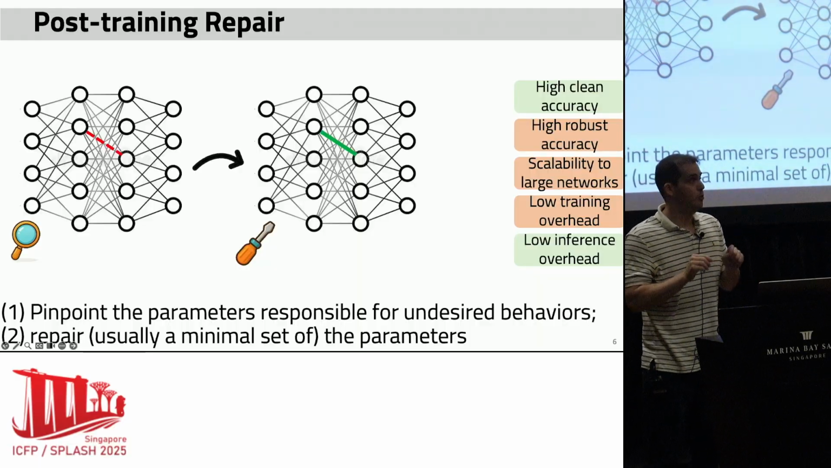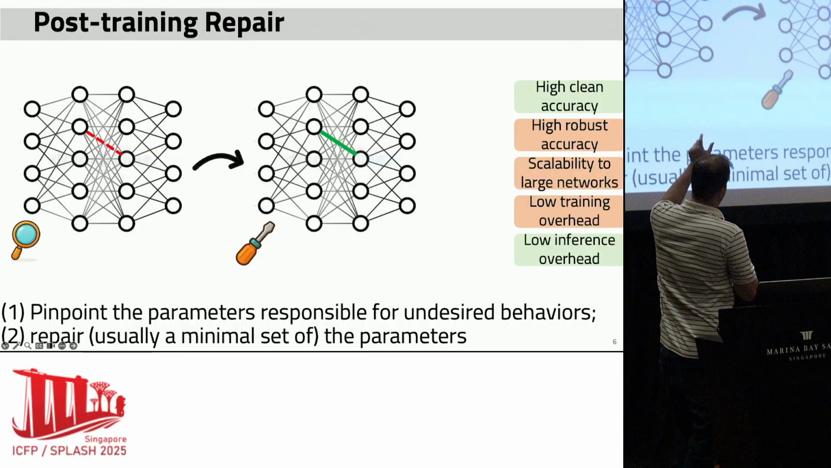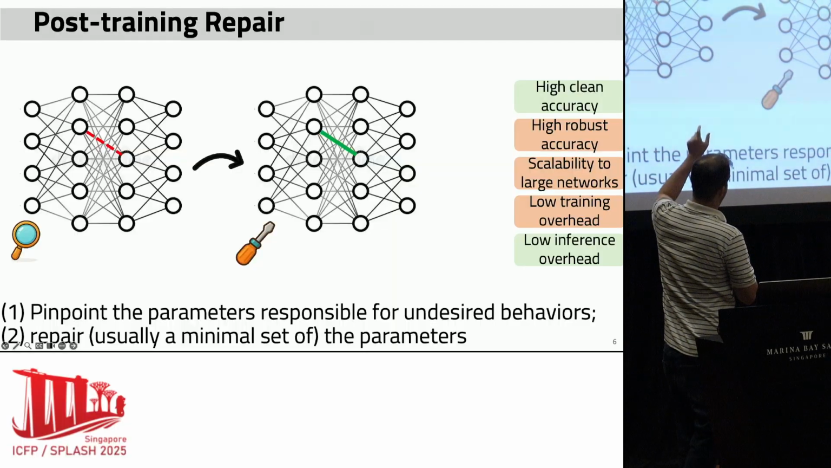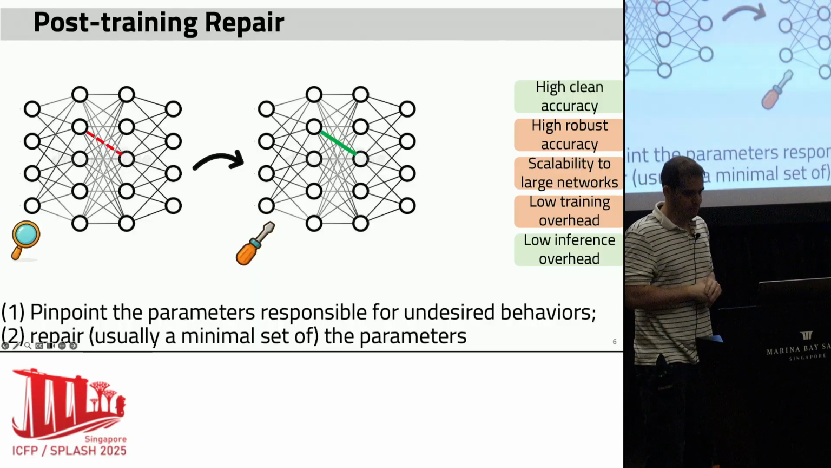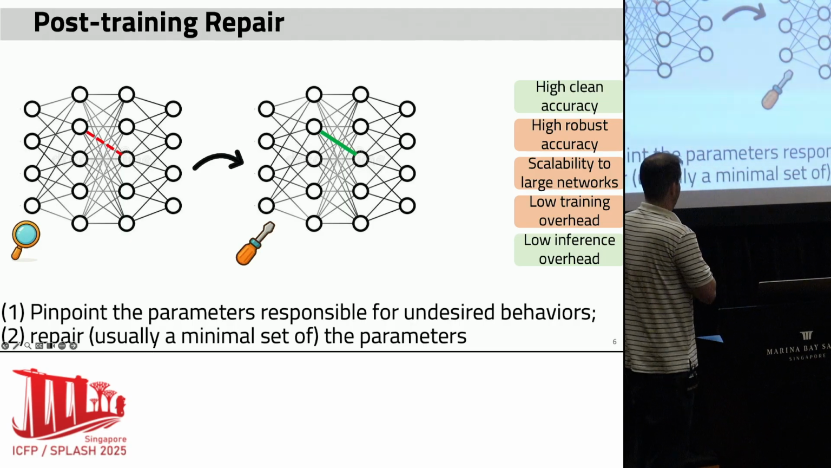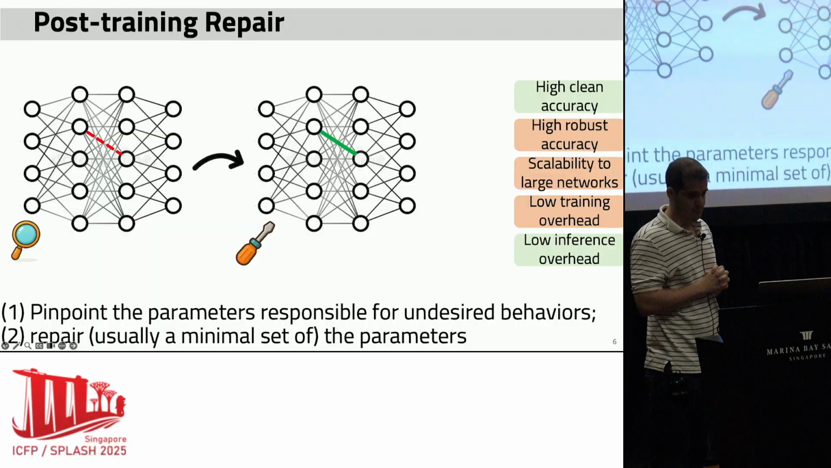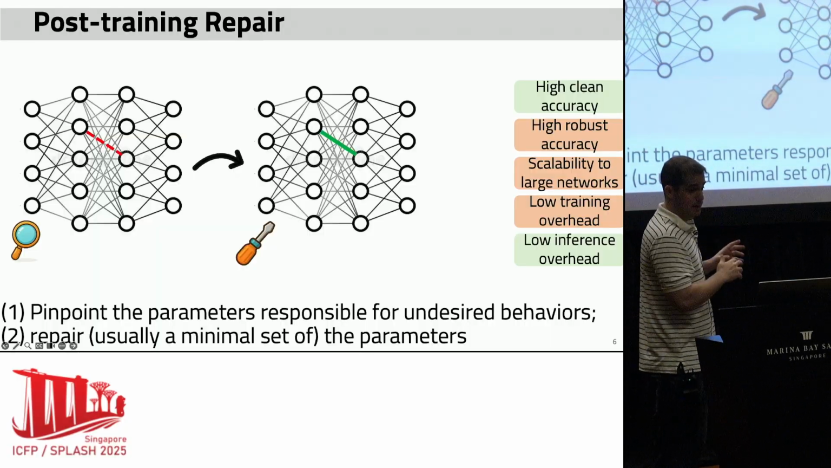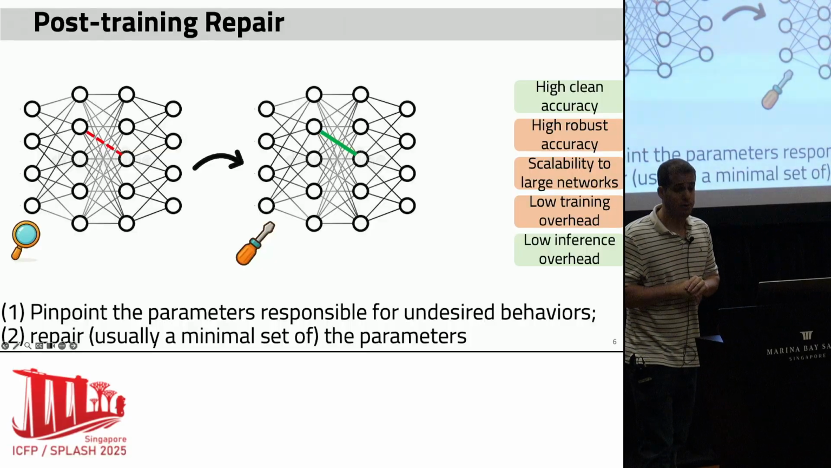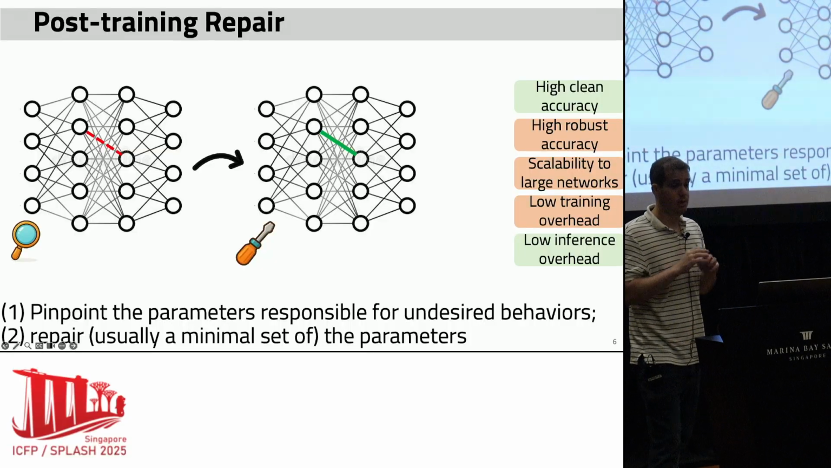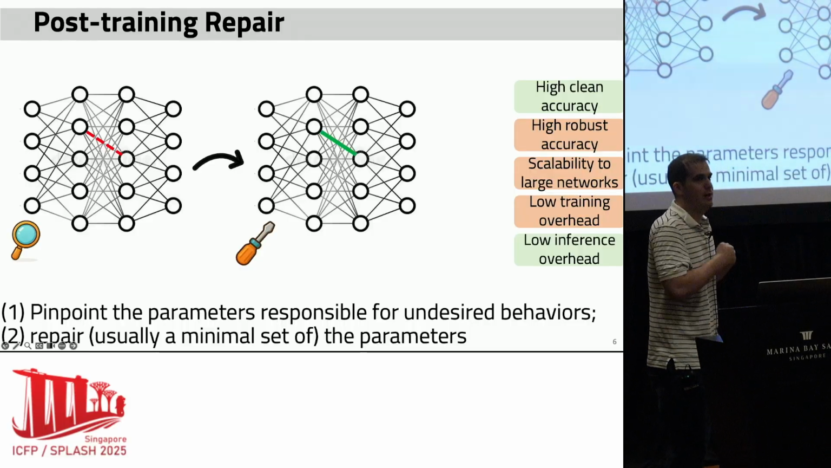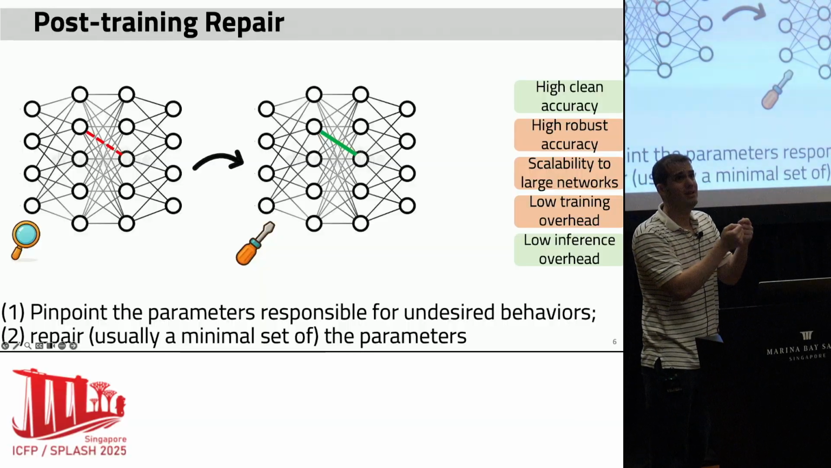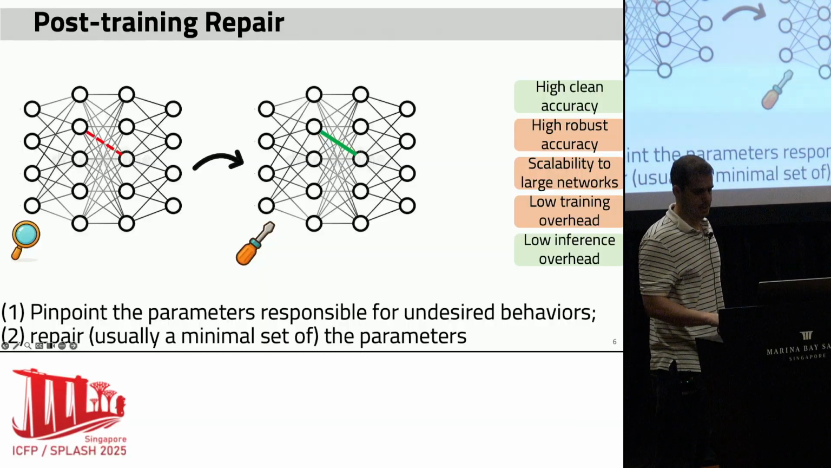It's very difficult to pinpoint the exact faulty weights out of millions of weights, and to find the right repair is also very challenging. So as a result, many of these repair methods do not scale to large networks, and the improvement in the robust accuracy against adversarial attacks is pretty modest.